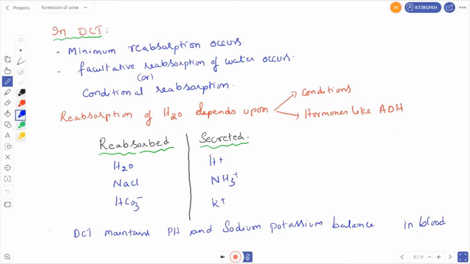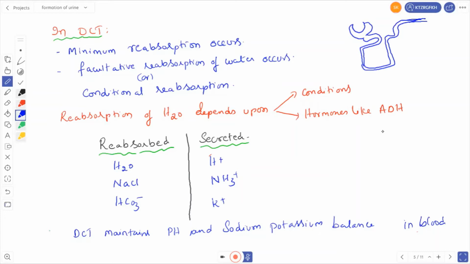So DCT means minimum reabsorption occurs. You know this one is a nephron. Okay, so this one is the PCT, this one is the loop of Henle, and this one is the DCT. So what is happening in the DCT? Minimum reabsorption is occurring in the DCT. Why? Because the reabsorption in the DCT depends upon certain conditions.